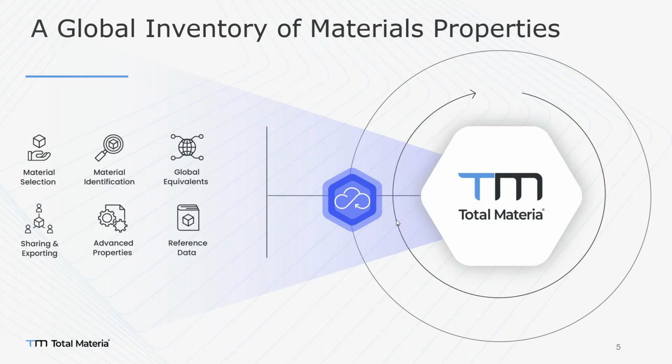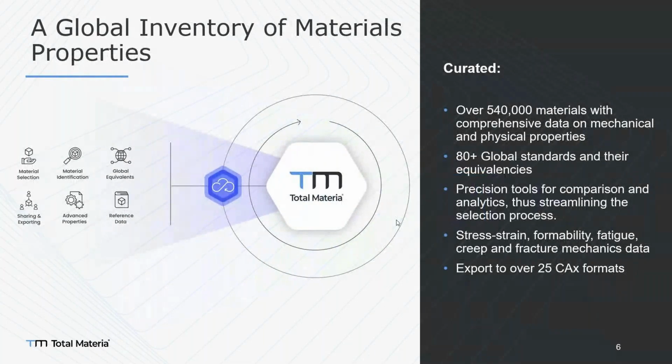So all the data that we have on the platform comes from references and reliable sources, so you will always be able to find that information, so you actually know where it's coming from. So just to reiterate, on the platform itself, we have over 540,000 materials with comprehensive data on mechanical and physical properties, global standards and their equivalents, precision tools that are made to help you make comparison and analytics on materials, as well as advanced properties that I mentioned earlier with stress strain, formability, fatigue, creep data, and exporting your material data into 25 CAX formats.